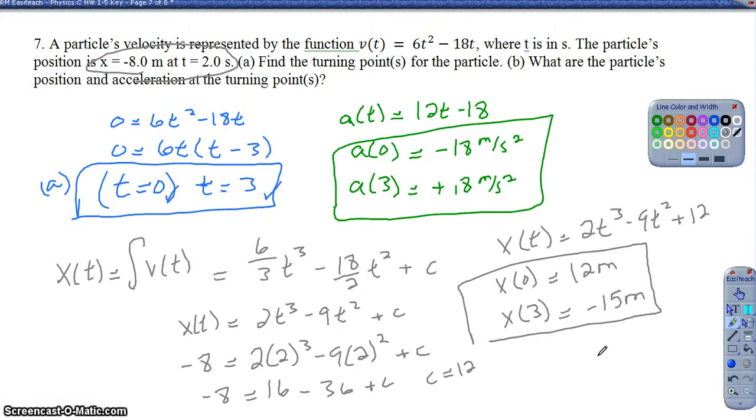Okay, so make sure you are very comfortable with finding the turning point both graphically and algebraically, and make sure you are very, very comfortable with how to find c if they give you some information to begin with. Those are some key concepts we want to make sure we have.